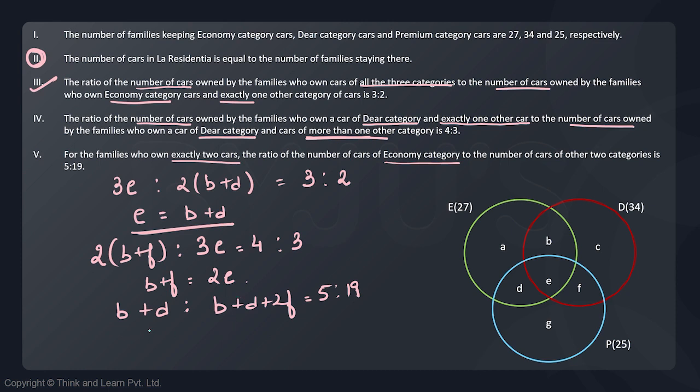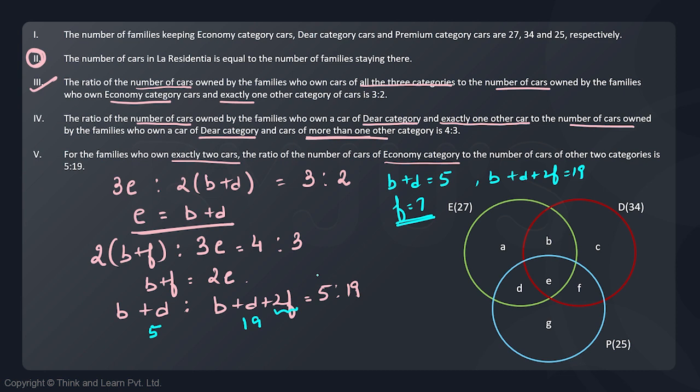One possibility is B plus D is 5. If B plus D is 5, B plus D plus 2F is 19. That's one of the cases. I'm just taking one of the cases. B plus D plus 2F is 19. According to this, B plus D is 5. That means 2F is equal to 14. If I have assumed that B plus D is 5 and B plus D plus 2F is equal to 19, it straight away means that 2F is 14, or I can say F is equal to 7, right?